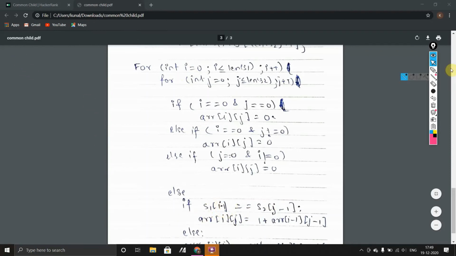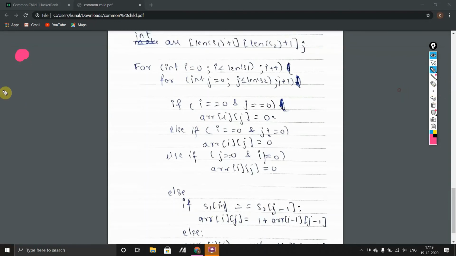Because actually in our string, s of 0 is actually one character, right? But the way we are storing it, array of 0 comma 0 is no character and array of 1 comma 1 is one character from both of them. So that's why for referring to the original string, for taking the characters from the string, we have to do i minus 1. Similarly for j minus 1.